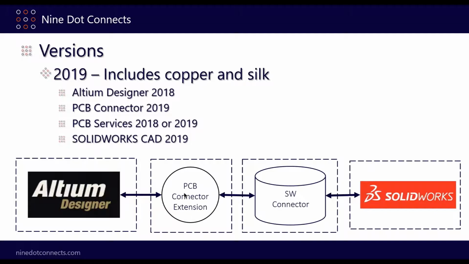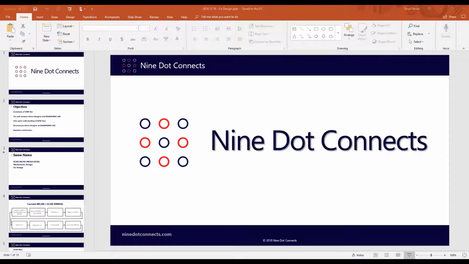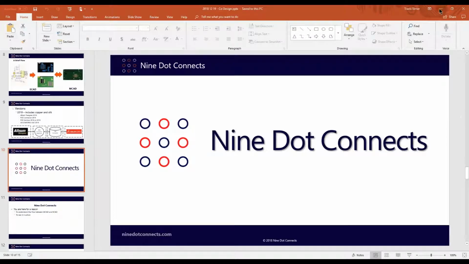So from Altium, we go through its extension. There's the connector running in the background, which we call the services, and then it goes into SOLIDWORKS. So that's all we're going to show in terms of the PowerPoint presentation. What I want to do now is get into the good stuff. So we're going to escape out of our PowerPoint presentation and bring up Altium Designer.